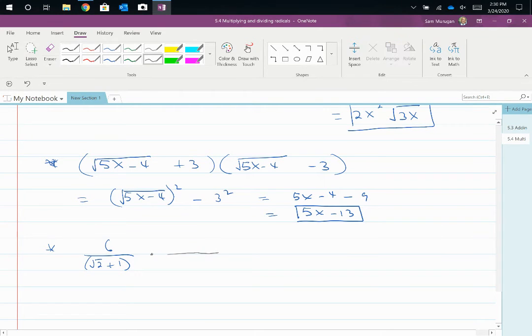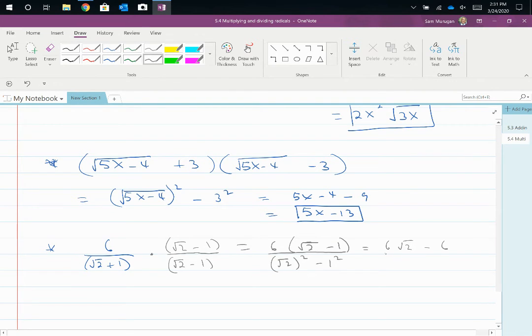So the conjugate of square root of 2 plus 1 is square root of 2 minus 1. So this is 6 into square root of 2 minus 1 over square root of 2 squared minus 1 squared, which is 6 square root 2 minus 6. I would probably leave that alone like that.